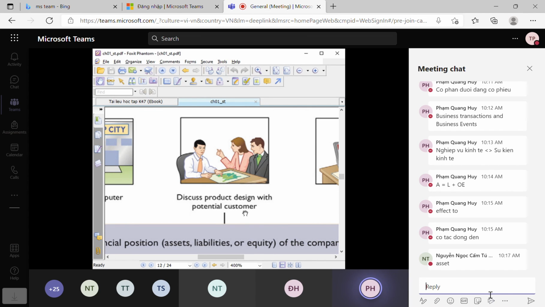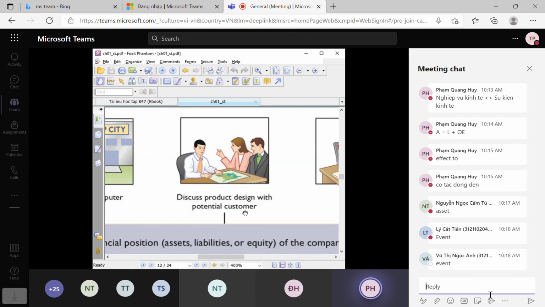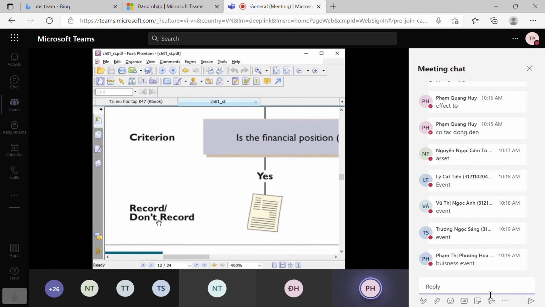Effect or no effect? No effect on assets, no effect on liabilities. My company cannot take any amount from the customer. We just discuss only. I do not pay anything to the customer and I do not collect any amount from the customer. No liability, no owner's equity, no asset. So this thing is called an event. It means that accounting does not take this thing into the books. So you see that in the last, no means don't record.